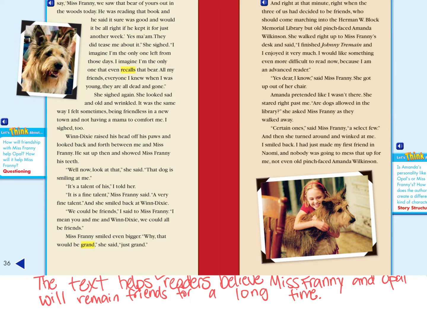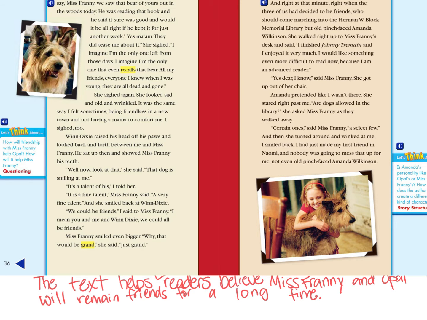And I'm noticing in the passage it says, "We could be friends," I said to Miss Franny. "I mean, you and me and Winn-Dixie, we could all be friends." Look at how Miss Franny responds. Miss Franny smiled even bigger. "Why, that would be grand," she said, "just grand." And I know another word for grand is great or wonderful.